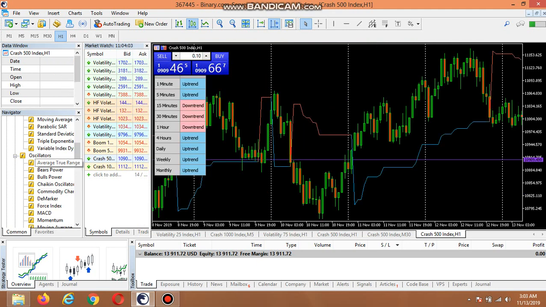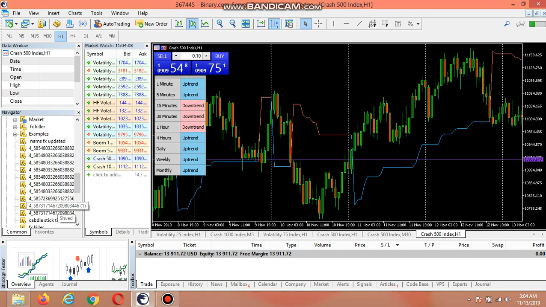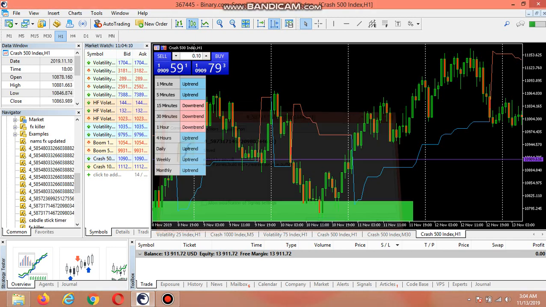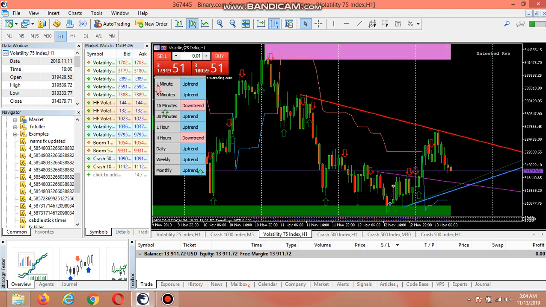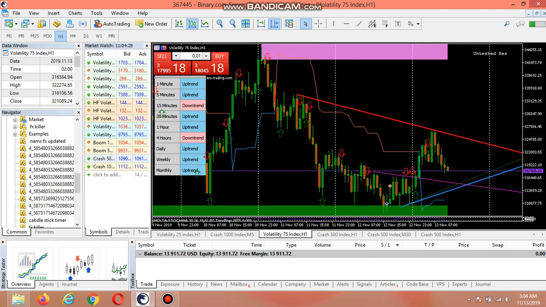My indicators are very simple. They tell you when to buy and when to sell. This helps with the support and resistance, so you can see this is support and this is resistance. This is one of what I do. I'll just take it back to volatility 75. It works for both volatility 75 and crash and boom.